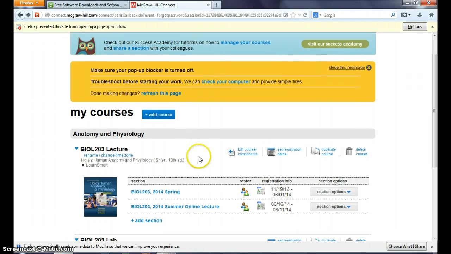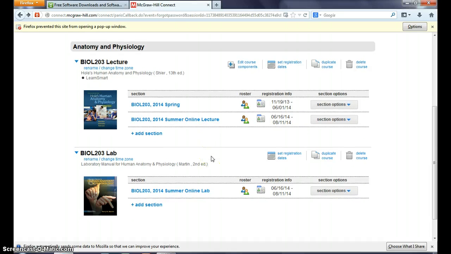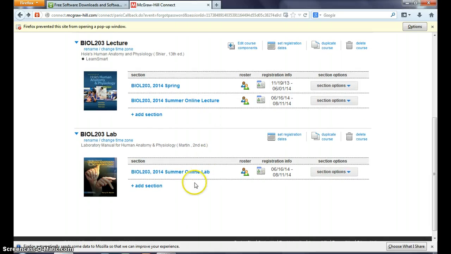Okay, so I just want to show you how to connect with the Anatomy and Physiology Revealed. This will be helpful for your first set of lab exercises in week one, especially as it relates to body orientation. So this is my view as an instructor.